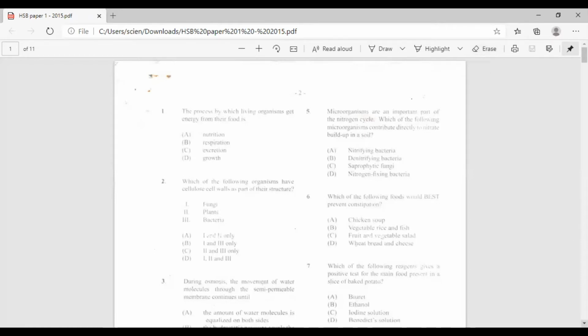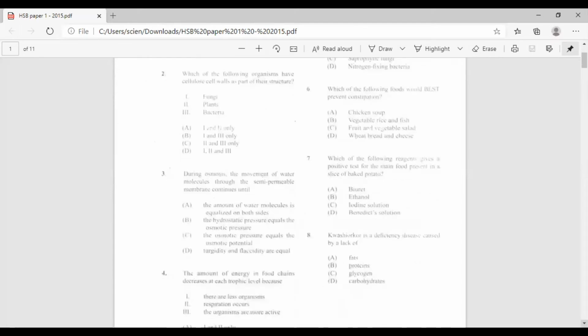So question 7: which of the following reagents give a positive test for the main food present in a slice of baked potato? So we have A, biuret, B, ethanol, C, iodine solution, D, Benedict's. The answer is C, iodine solution. So the biuret test is used to test for protein, ethanol is used to test for fats and oils, Benedict's is used to test for sugars like glucose, reducing sugars.